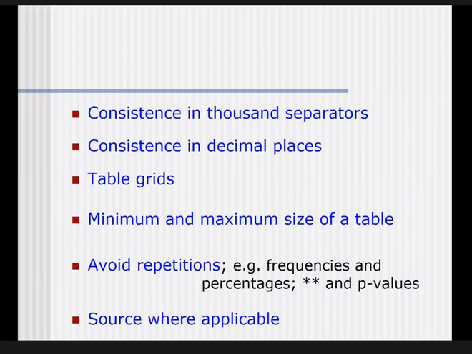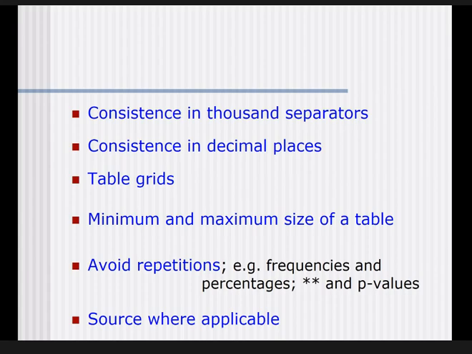In those tables, you avoid repetitions. Here I give an example of a table with frequencies and then with percentages. One column gives frequencies, another column gives percentages. For me, I take that as a repetition. Because if I have percentages, I can compute frequencies. Or if I have frequencies, I can compute percentages. So one of the two is enough for me. I don't see why you should repeat the two.